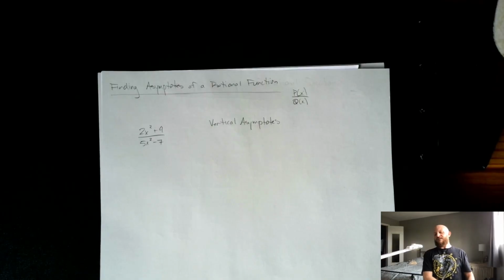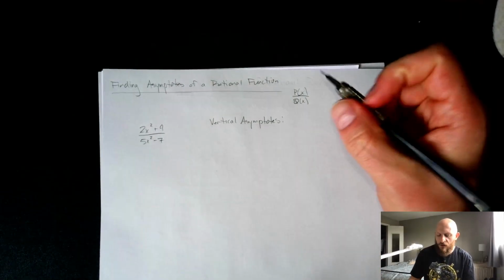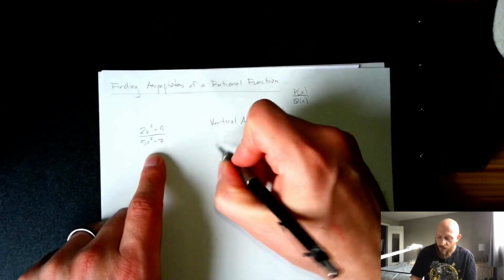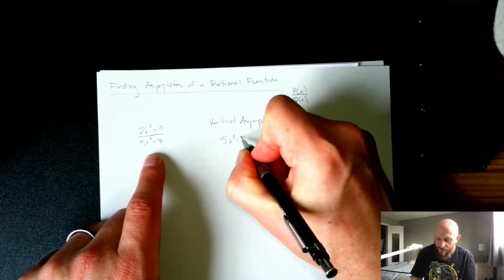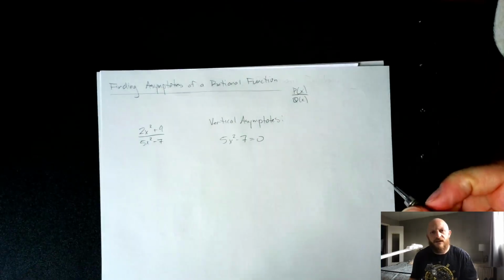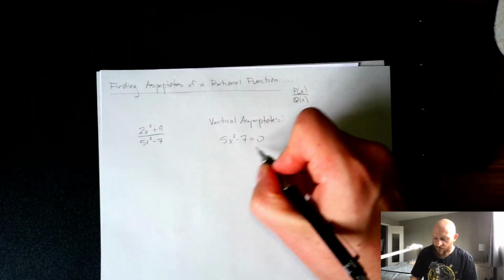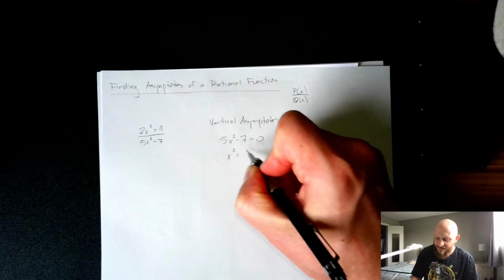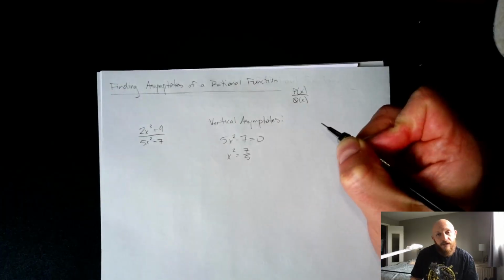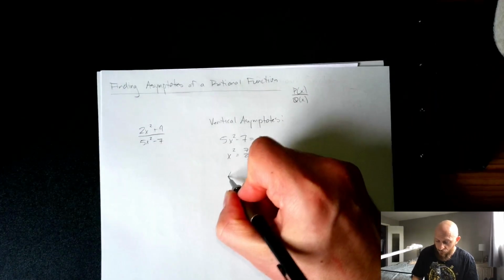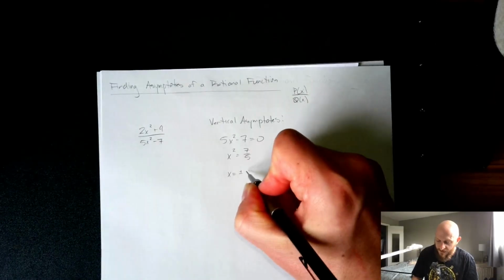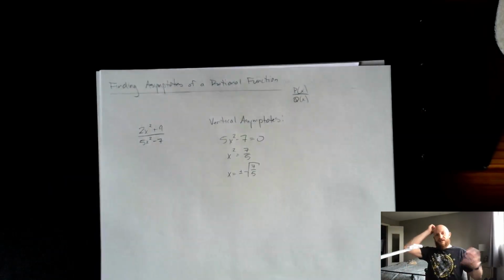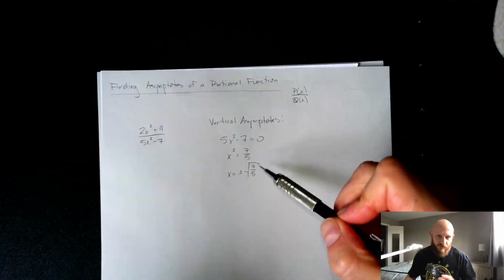So where are the vertical asymptotes? Well, we can find that by just solving where the denominator equals 0. That's really all that it's going to come out to. So we're going to solve 5x squared minus 7 equals 0. Solving this, add 7 to both sides and divide by 5, we get x squared is 7/5. Taking the square root, and remember the square root property, x equals plus or minus the square root of 7/5, which is technically the answer. This is where the vertical asymptotes are.